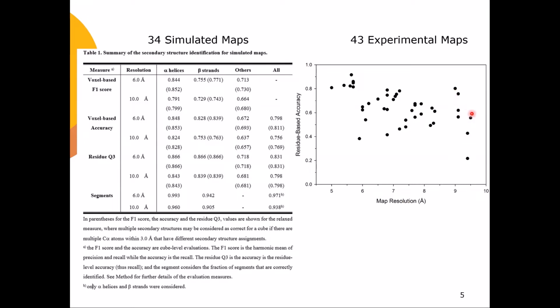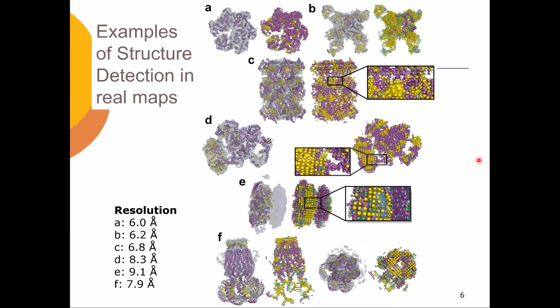At this range, it depends on the map. Sometimes the accuracy is still very good, but in some maps, deep learning cannot see the specific features much. Here's some example. This is the proteasome.